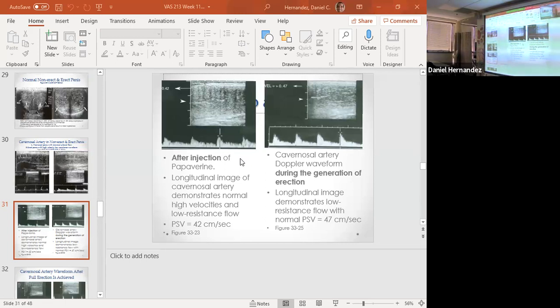So after injection of that vasodilator, in this case they used papaverine, the longitudinal image shows the cavernosal artery demonstrating high velocities now and low resistant flow. So we went from low velocity, high resistant to high velocity, low resistant. We now have low resistant flow with a high diastolic component and increased peak systolic velocities. In this case, we're measuring peak systolic velocities of about 42 centimeters per second.